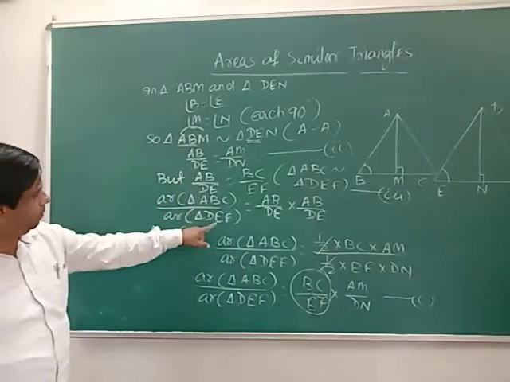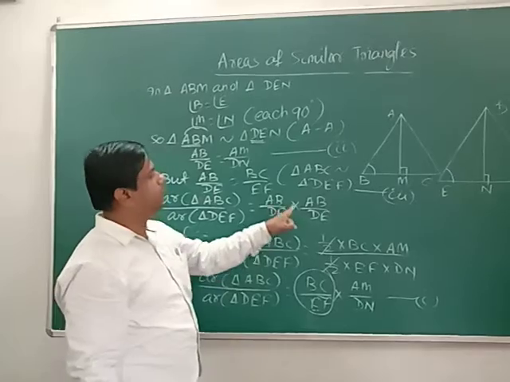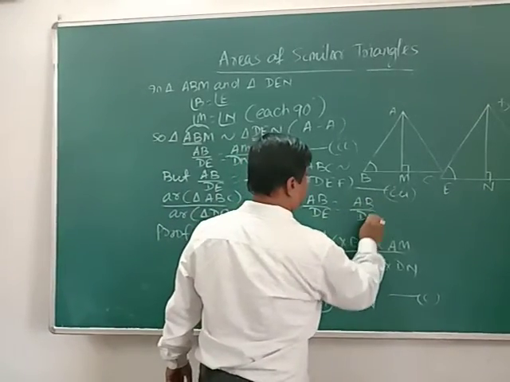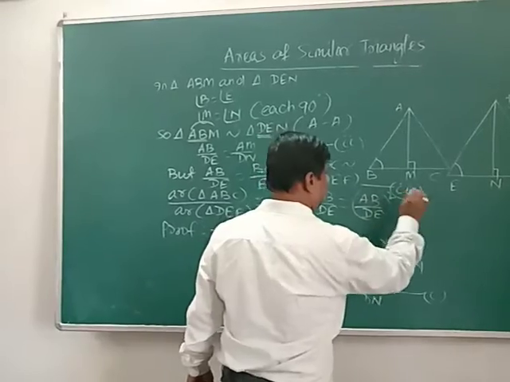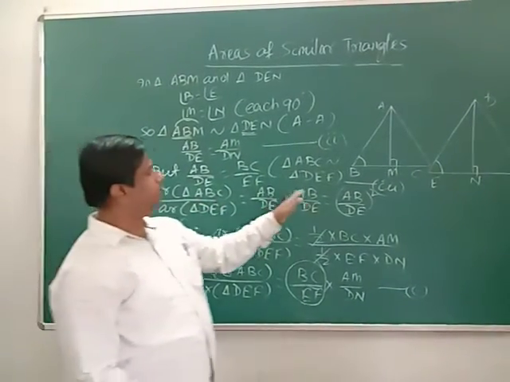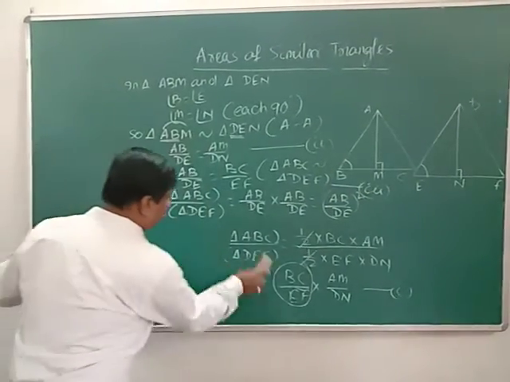So area of triangle ABC upon area of triangle DEF is equal to AB by DE into AB by DE. So I can write here AB by DE whole square because it is multiplied twice. So did you get it?